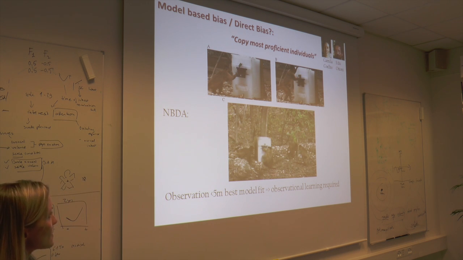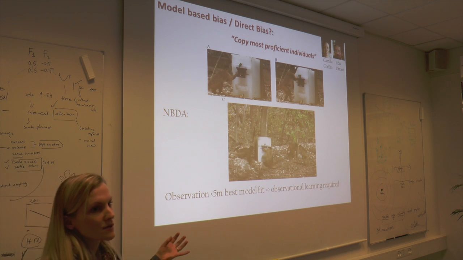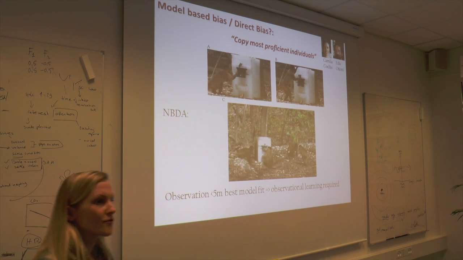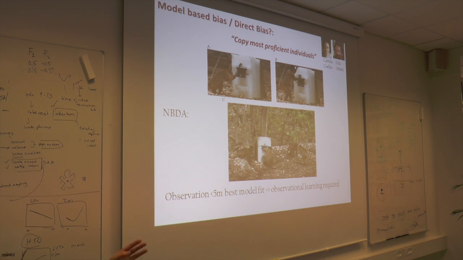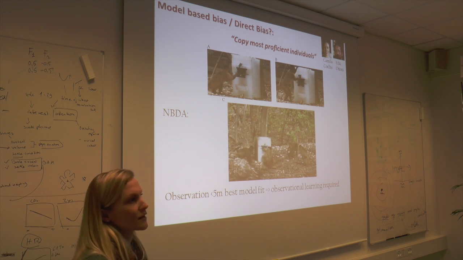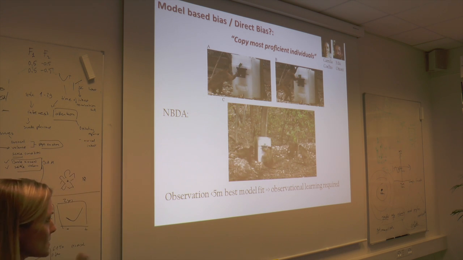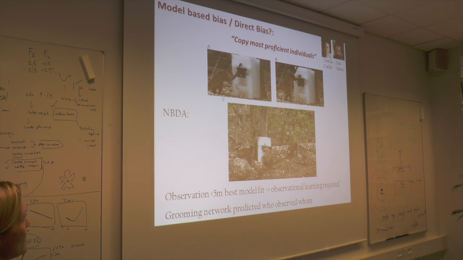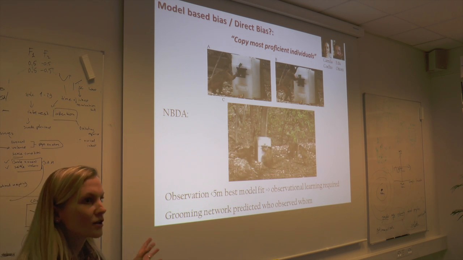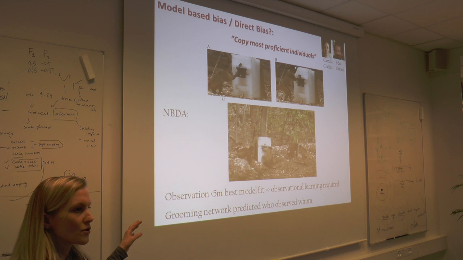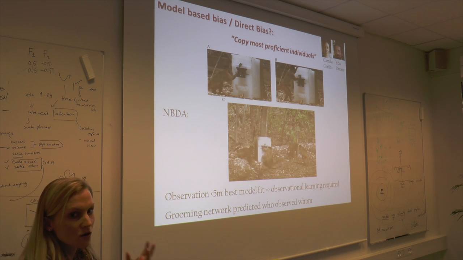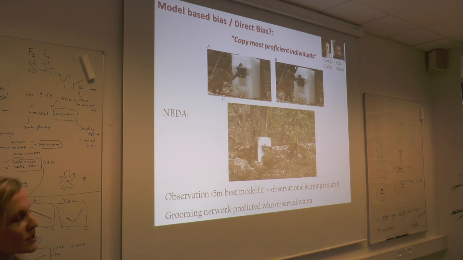But actually, the social network which was most predictive was observing others within 5 meters, which implies observational learning rather than just, I see individuals at that task, so I'm attracted to the task and I'm going to learn for myself. So it seems to be good evidence for social learning. And we also found that outside of the task introduction, individuals who groomed each other a lot, so strong grooming relationships, also predicted who was able to observe who.